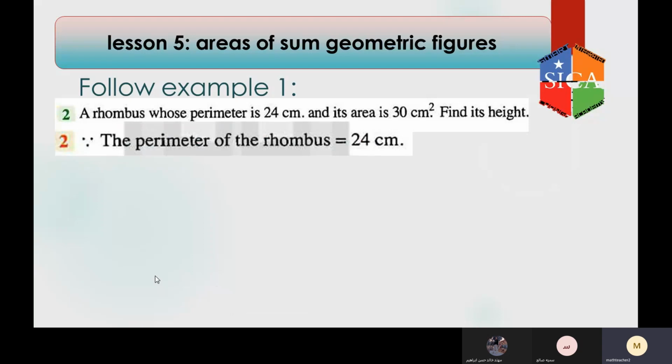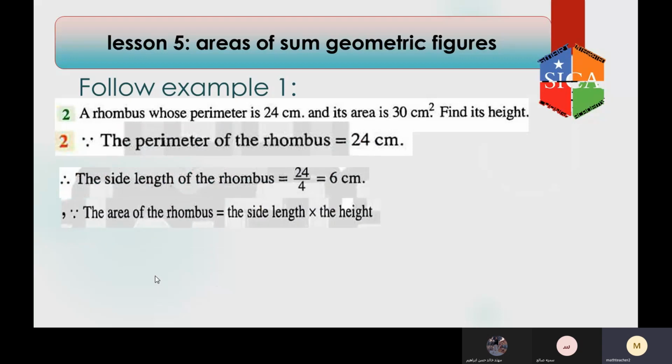The perimeter equals 24. Then the side length equals 24 divided by 4 equals 6. The area of the rhombus equals side length times height. Then 30 equals 6 times the height. Then the height will equal 30 divided by 6 equals 5 centimeters.